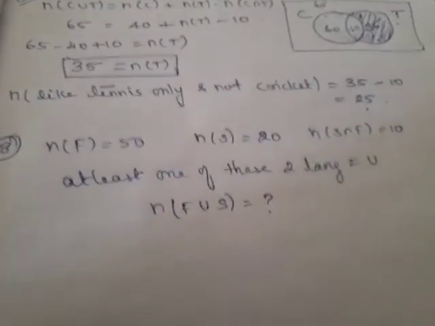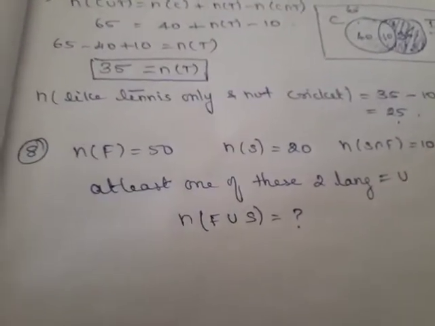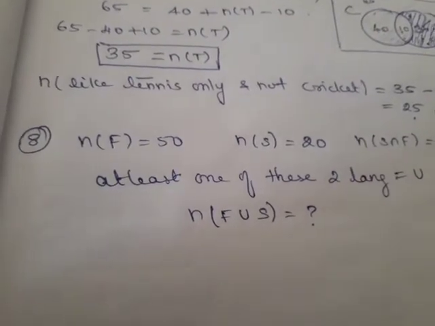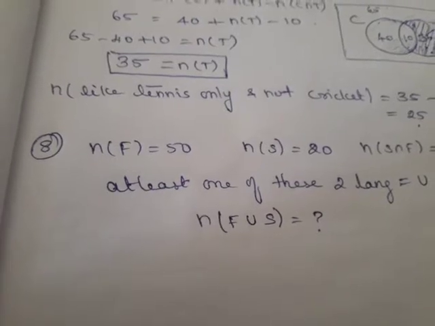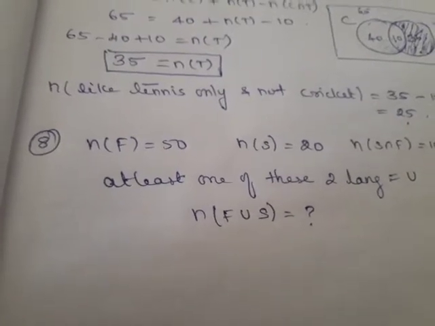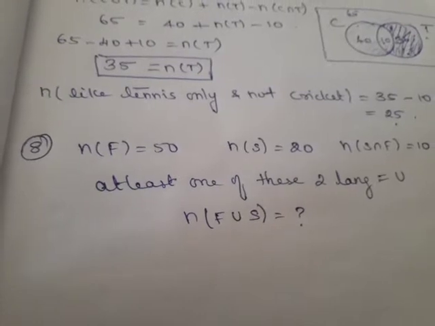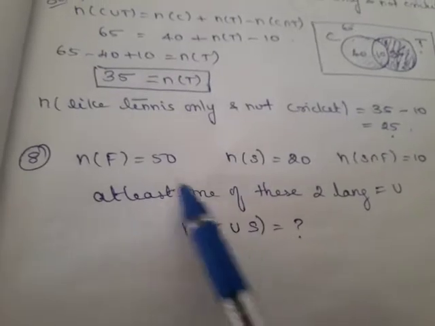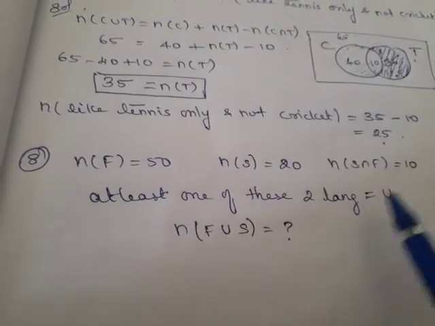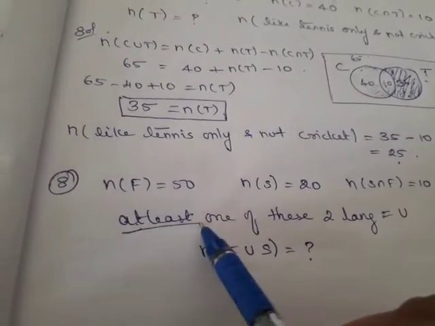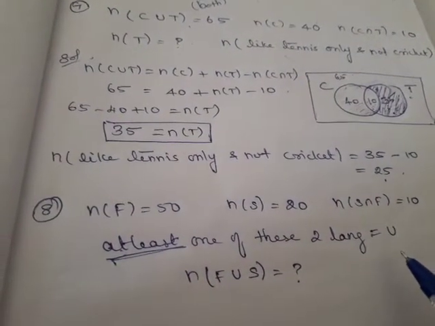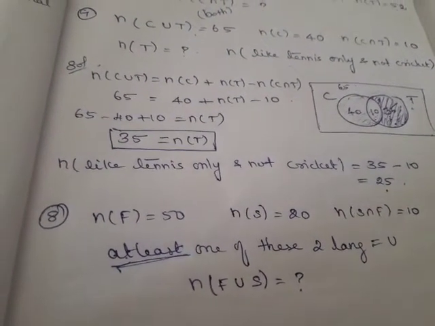Now let us move on to the last question. In a committee, 50 people speak French, 20 speak Spanish, and 10 speak both Spanish and French. How many speak at least one of these two languages? Again, at least one of these two languages means union. You need to find the union. Whenever you come across these clue words, at least means union, and both means intersection, don't forget. You can solve this problem using the same relation we used for the previous problems, right?